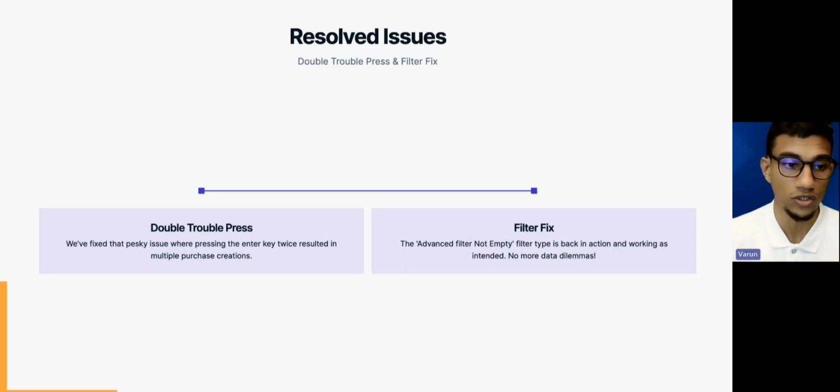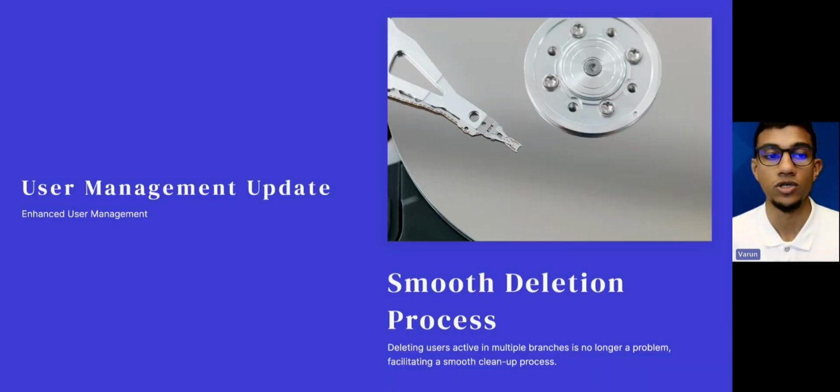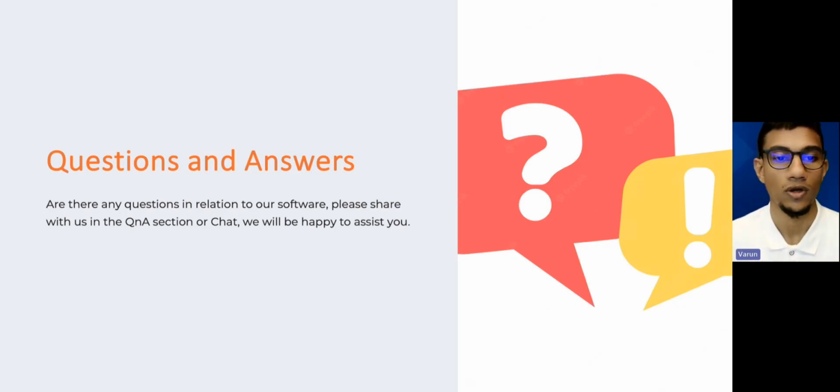And finally, the resolved issues like the double trouble press, the filter fixing, and finally the user management update, that is the smooth deletion process when it comes to users who were present in multiple branches across multiple domains or workspaces. All right. So right now it's your time to ask your doubts regarding all the different features or enhancements that we just made.